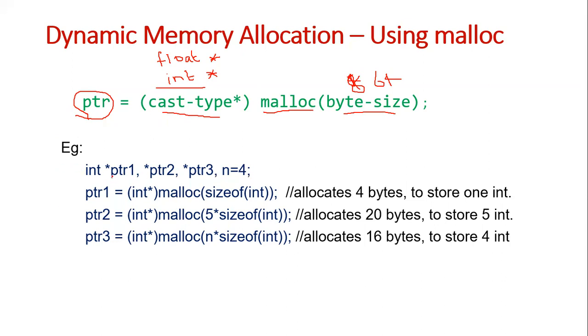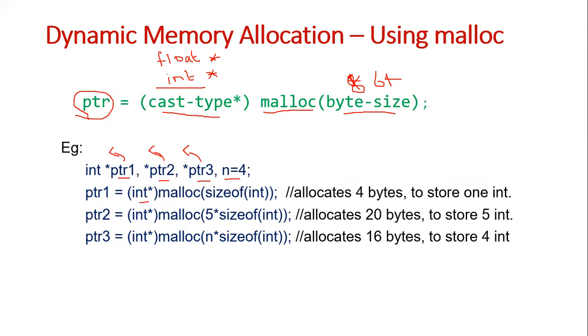Here we are declaring 3 pointers, ptr1, ptr2, ptr3. All these are pointers to integer. ptr1 is a pointer to an integer, ptr2 is also a pointer to an integer, and ptr3 is also a pointer to an integer. And there is a variable n which is holding the value 4. Okay, this n is a normal integer which contains the value 4. And now we are dynamically allocating memory for all these pointers.